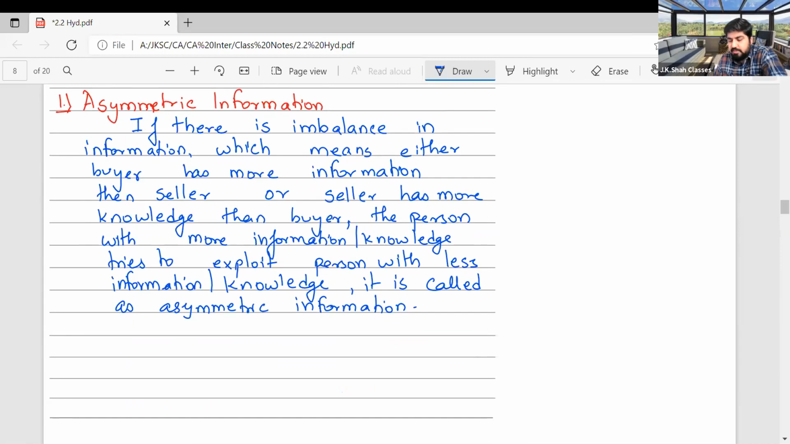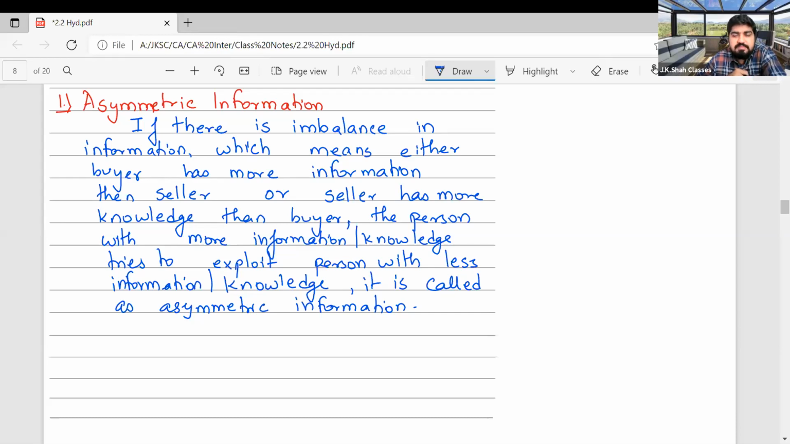Now, whenever a person is having more knowledge and the other person is having less knowledge, they will try to exploit. Now, if that exploitation happens in one or two cases, it is still understood. But if it has a mass impact, what will happen, good products will move out of the market. Only the bad ones will remain. The better products go out of the market, and we are left with no other option but to select only the worst products.